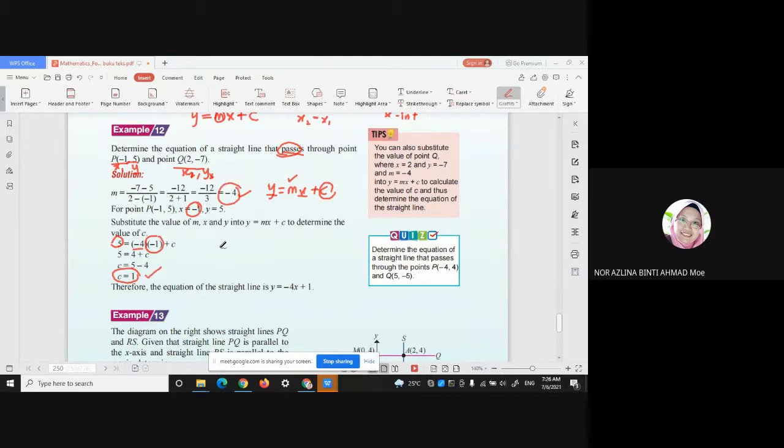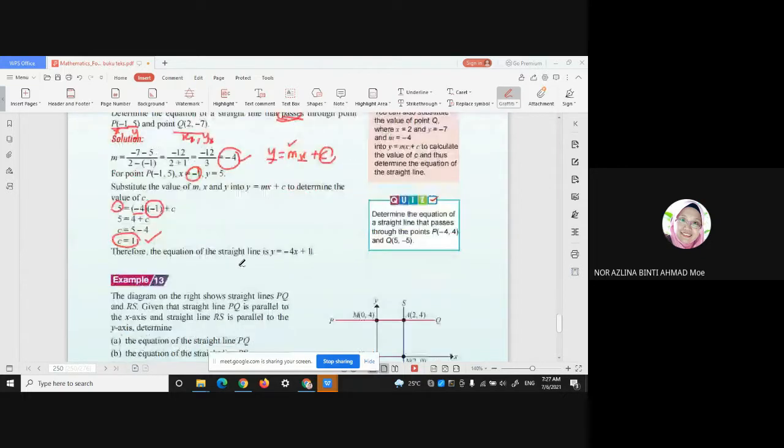So we get m equal to negative 4, c equal to 1. We substitute into the general equation: y is y, m is negative 4, x is x, and c equal to 1. So y equal to negative 4x plus 1. You can also use point Q, because point Q lies on the straight line also. The value of c will be the same.